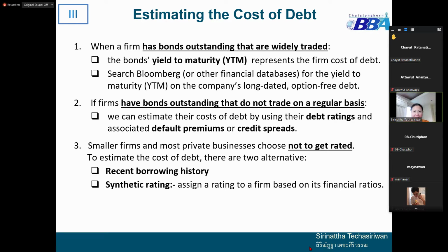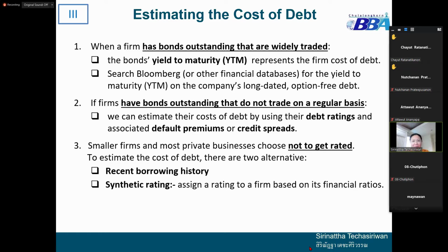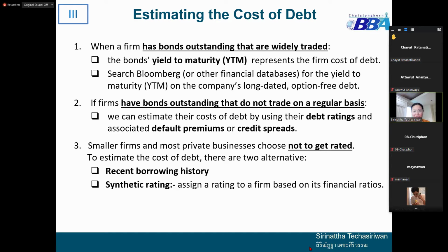But this says yield to maturity, right? So by the wording, you're supposed to hold it until maturity. And if you hold a debt to maturity, we will have any capital gain.